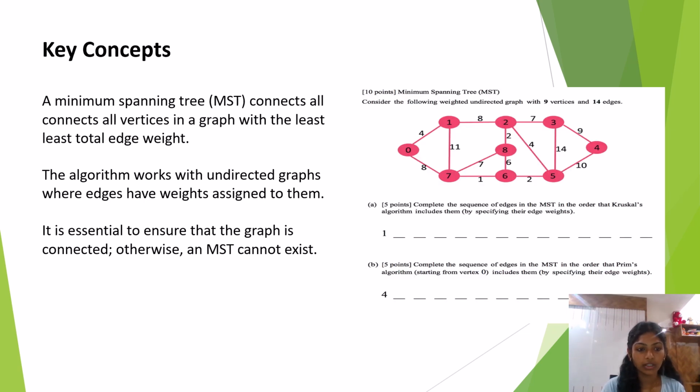Key concepts. A minimum spanning tree connects all vertices in a graph with the least total edge weight. The algorithm works with undirected graphs where edges have weights assigned to them. It is essential to ensure that the graph is connected, otherwise a minimum spanning tree cannot exist.